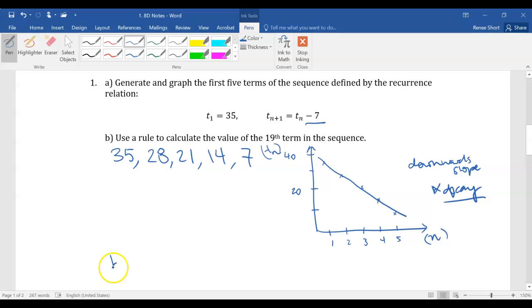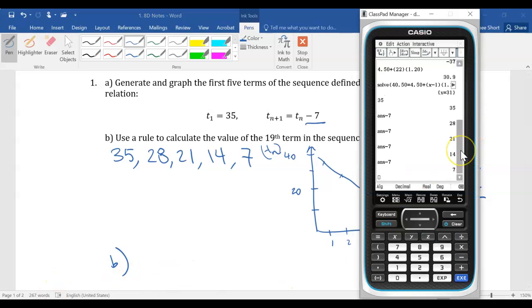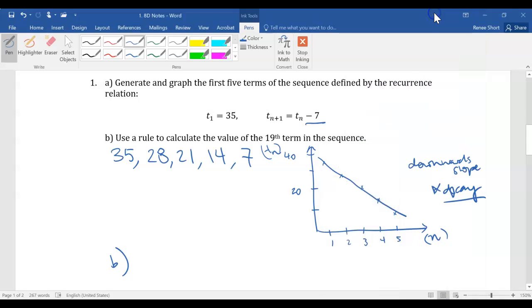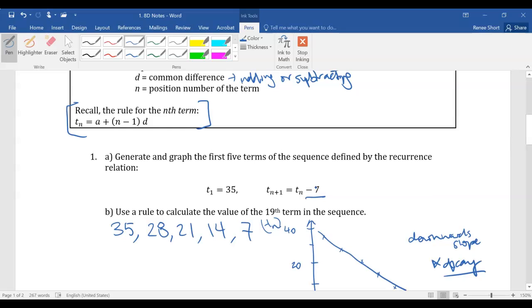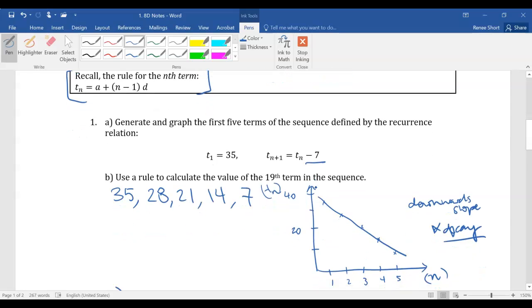Now, part B says use a rule to calculate the value of the 19th term in the sequence. Technically, we could keep using the rule that's on the screen at the moment, and if I go to my calculator, I could keep counting and pressing enter, so I could go my 6th, 7th, 8th, 9th, 10th, 11th, 12th, 14, 15, 16, 17, 18, 19. As you can see though, that is quite laborious to keep doing over and over again to get to negative 91. So this is when it's handy to use our nth term rule, that Tn rule.